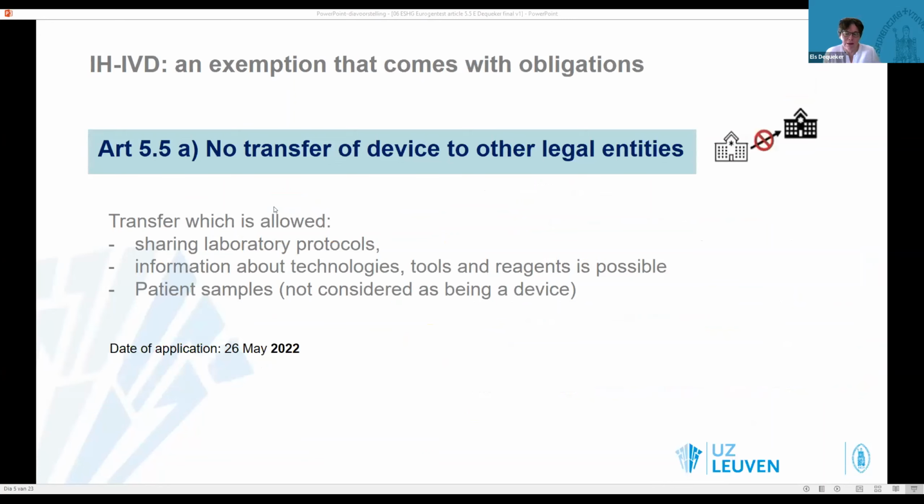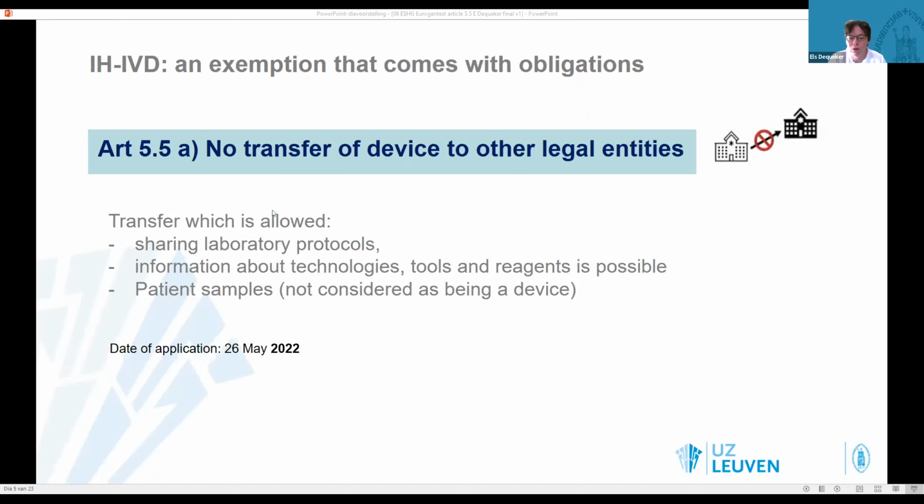So the first point is we cannot transfer a device to another legal entity. The question is, what is a device? The device we cannot transfer to another legal entity, but what we can transfer is still our laboratory protocol. If we have an instruction, the procedure, then we can transfer this to a colleague so that they can start and see where they can use this protocol. Information about the technology, the tools, reagents is still possible. That's not a device, that's not related to this item.